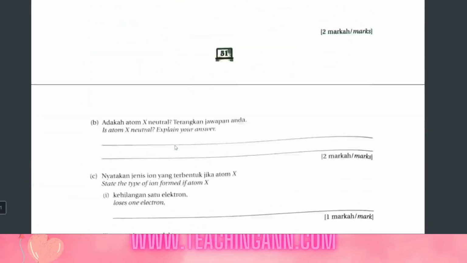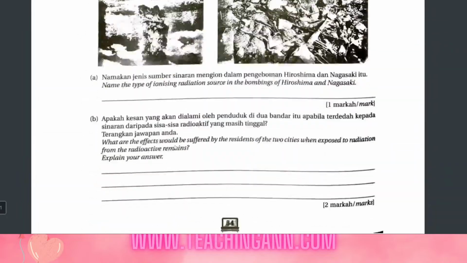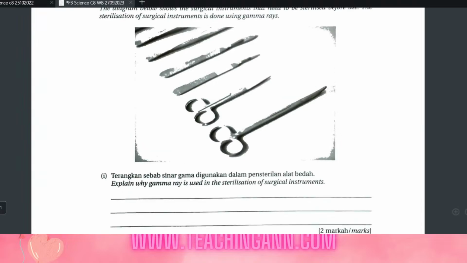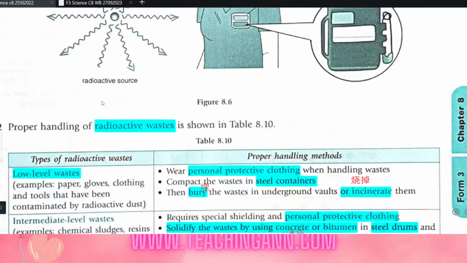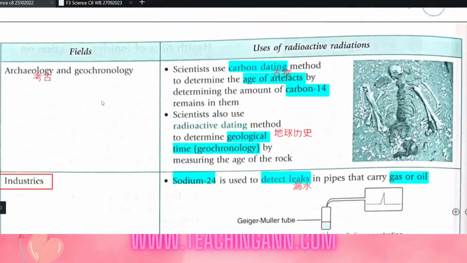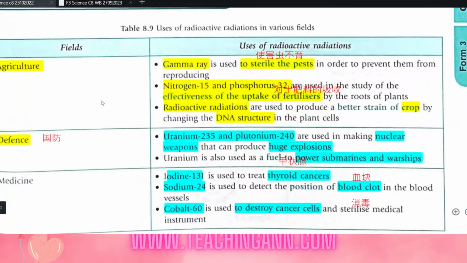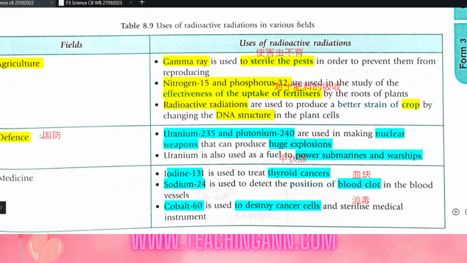Okay, so we go back to the text, Alia, come. I need you to read here already. So uses of radioactive radiation for agriculture, defense, and medicine. These three, what you doing?